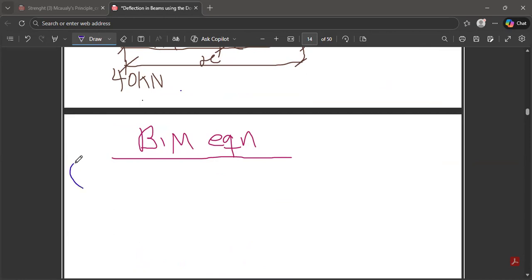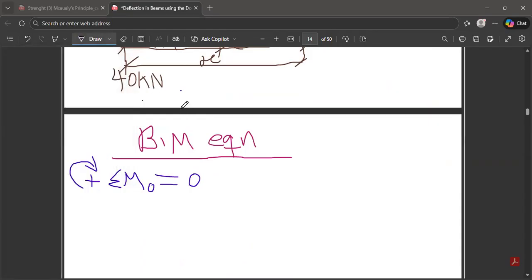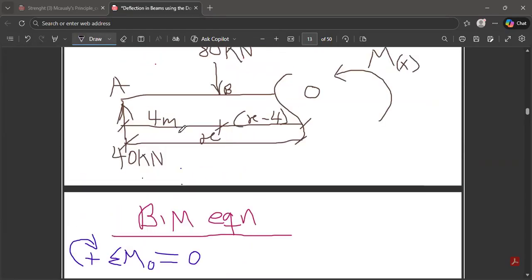So we are taking clockwise to be positive. That is, the sum of all moments at the origin should always be equated to or equal to what? 0. Yes. And then from here, we can now start taking our moments.